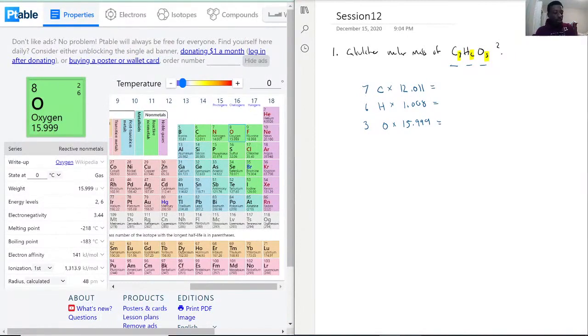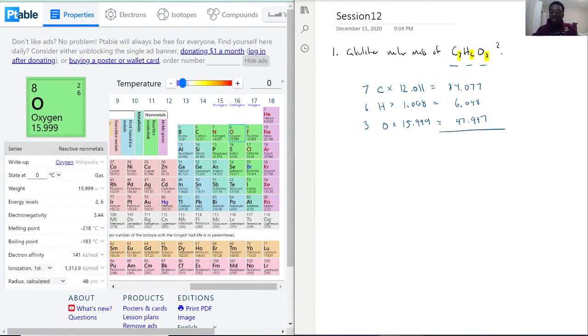We have 12.011 times 7, 84.077. So we've effectively now gathered up all our carbons that's going to be in the molar mass of salicylic acid. Same thing with hydrogen here. We have 6.048. That's going to be all the hydrogens involved in the salicylic acid. And for oxygen, we have 47.997, I believe.